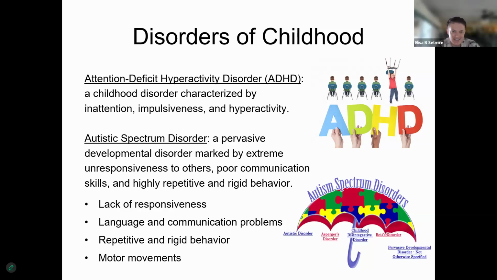We used to have ADD, but it was absorbed into the ADHD umbrella, so that's no longer a thing, just as a side note. Autistic spectrum disorder, or ASD, is a spectrum disorder, right? So rather than just saying autism, we say that someone has autistic spectrum disorder. They're somewhere on the spectrum of this developmental disorder. It's got a lot of extreme unresponsiveness to others, poor communication patterns, highly repetitive, rigid behavior.